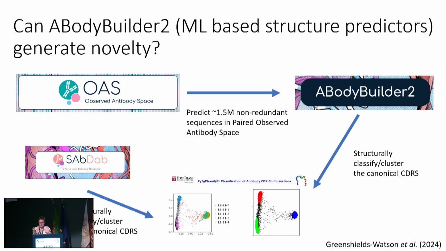And then we would compare that to what we have in SAbDab, which is structurally classified and clustered canonical CDRs, and that's been done by humans, and we use Roland Dunbrack's PyIgClassify2 as the labels. So that's what humans think there is on the left, that's what the machines think there is on the right. I'm going to show you lots of pictures like that coming up.